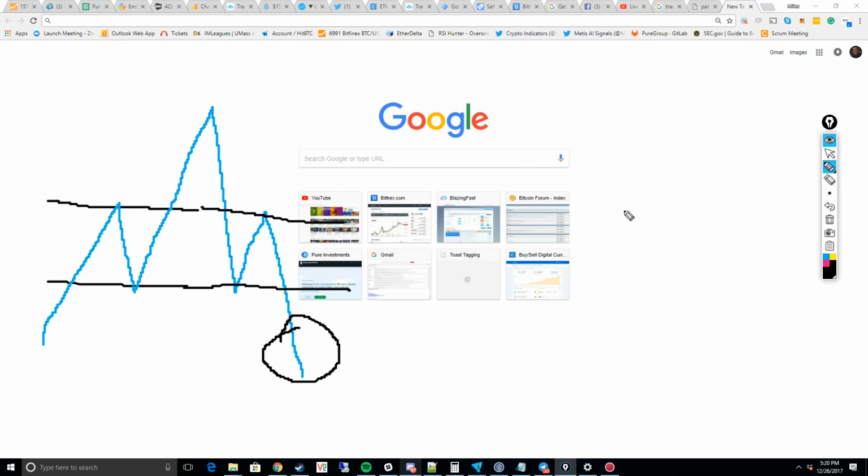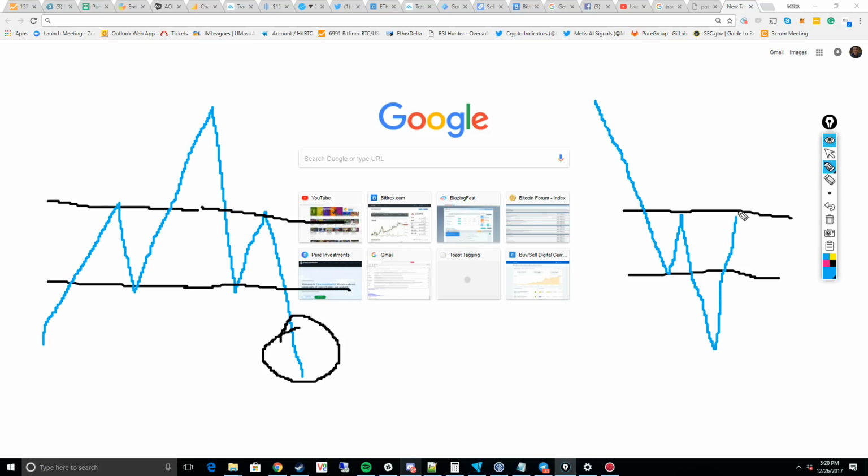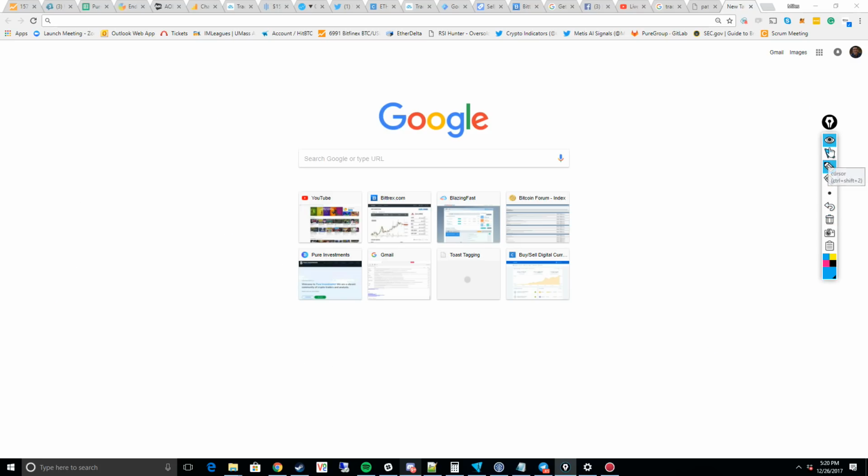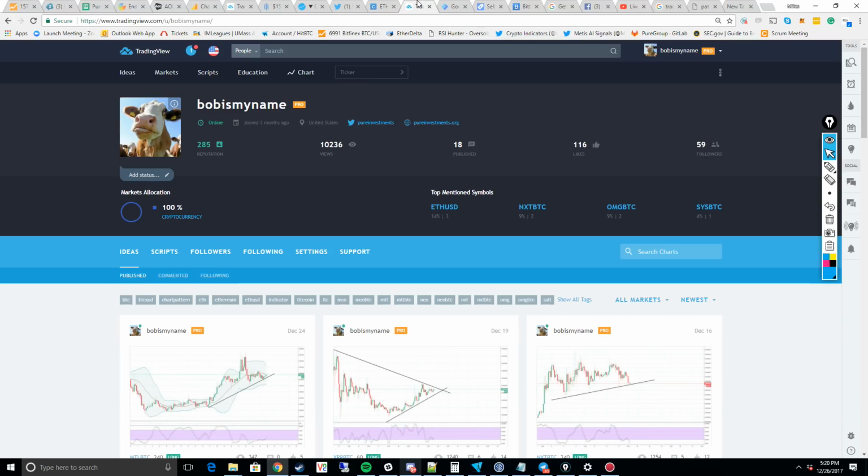whereas an inverse head and shoulders, which is the opposite, tends to recover from a really bad crash and then make its way up to another high. So I don't have enough time to go into a lot of these examples, but these are the most commonly used patterns that we use.